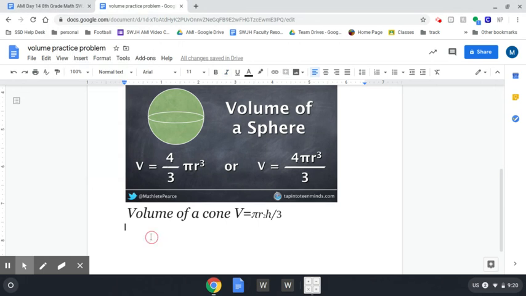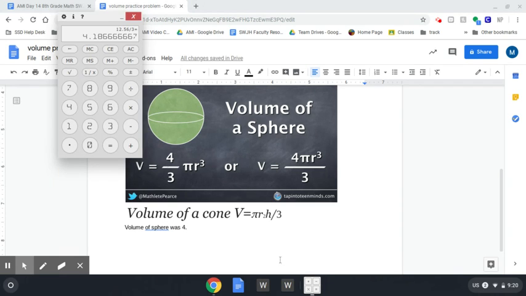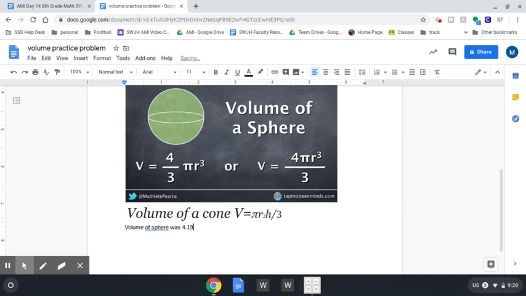And I'm going to type this in here so I don't forget. Volume of the sphere was 4.19. So the volume of the cone, again, in this case, pi r squared times the height divided by 3. Realize that this is the same thing as if we did 1/3 pi r squared times h, or times the height. So let's go back up.